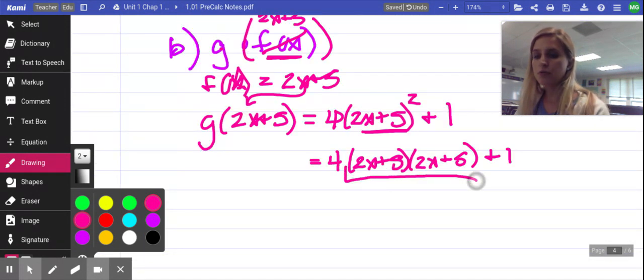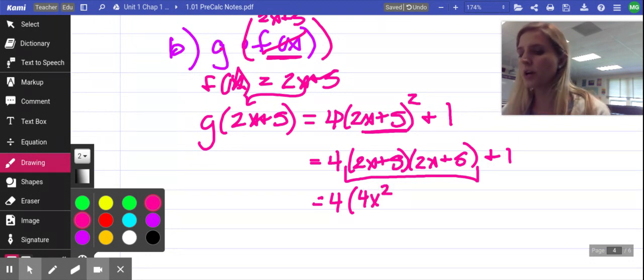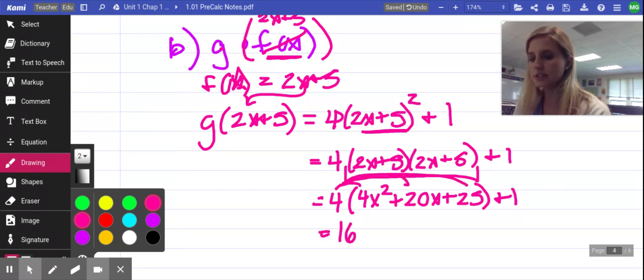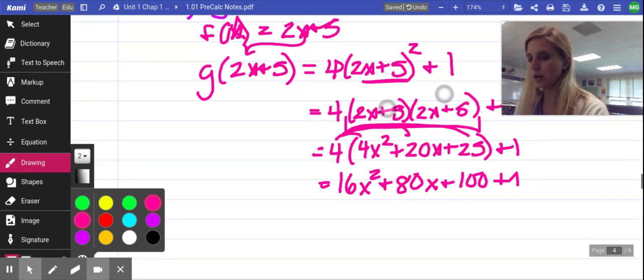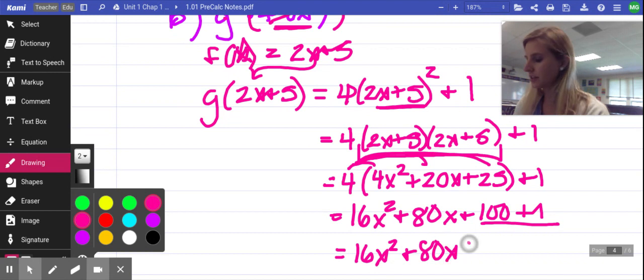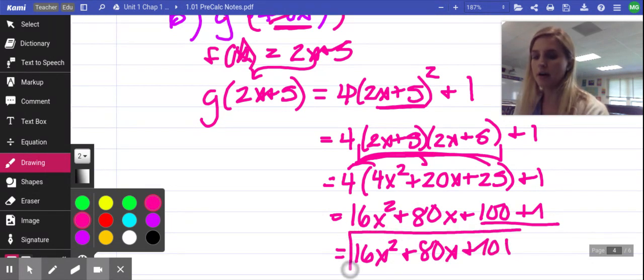All right, so make sure you FOIL this whole thing out here and just leave the 4 on the outside for now. So you would get 4x squared plus 20x plus 25 plus 1, and then distribute your 4 into your parentheses. We get 16x squared plus 80x plus 100, and then don't forget to bring down your plus 1. And then we have some like terms here at the end, so we can combine those to get 16x squared plus 80x plus 101, and that would be your final answer.